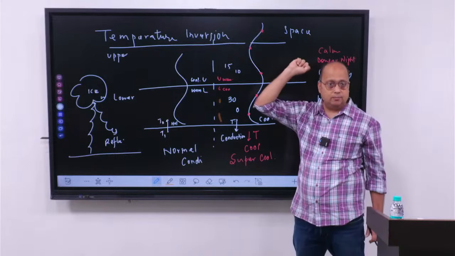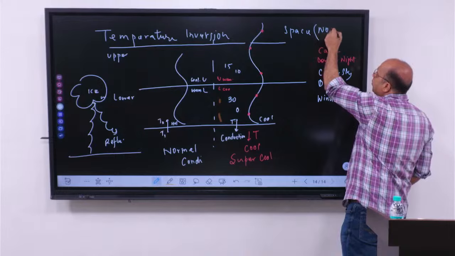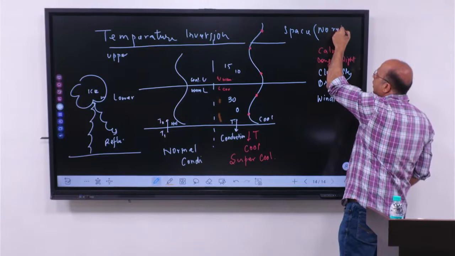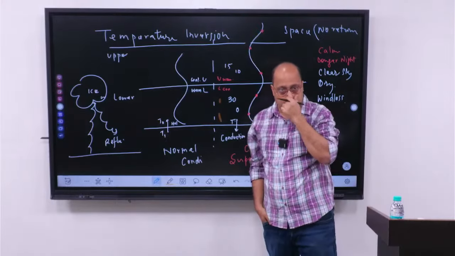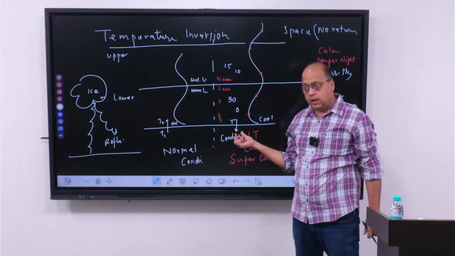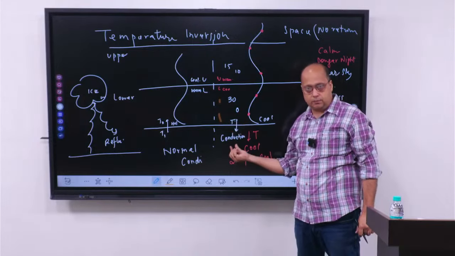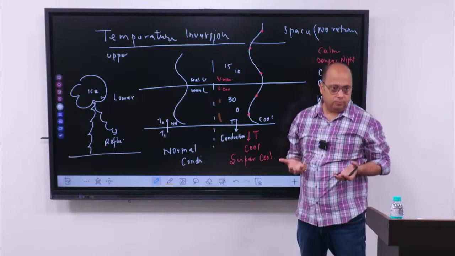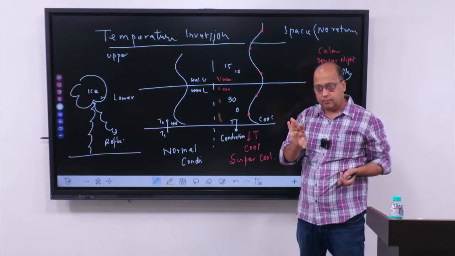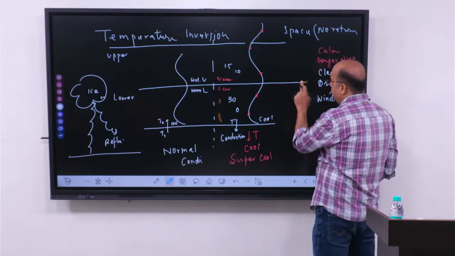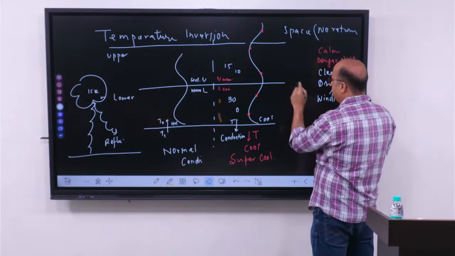What is space? मैंने बताया था, what is space in geography? No return. Loss for always. So the surface becomes super cool, and when the land becomes super cool, the air which holds the temperature loses it to the surface, and the air itself becomes cool. And that is how the warm air is sitting on the cool air. And due to this, condensation starts.